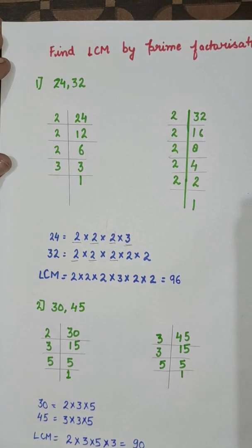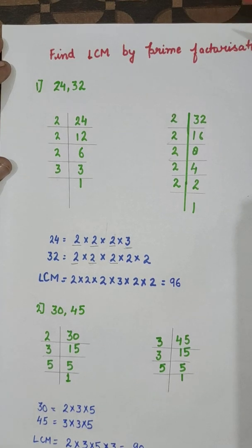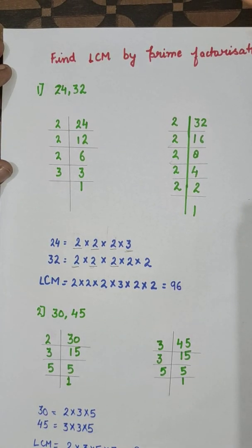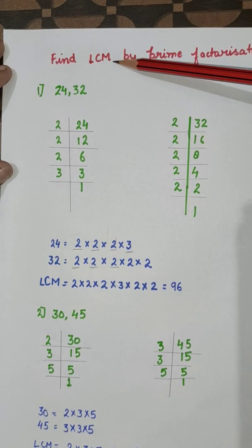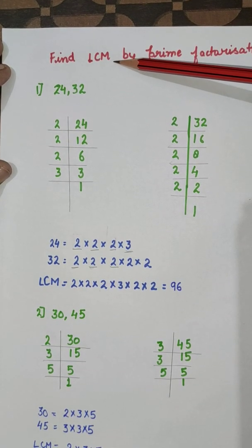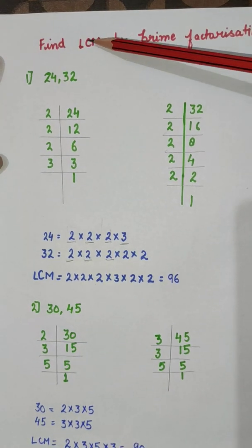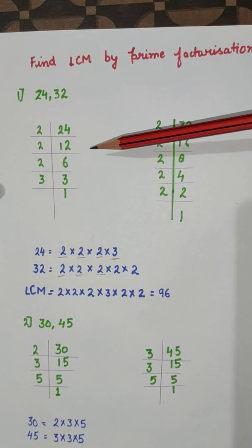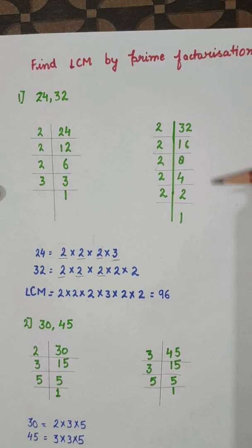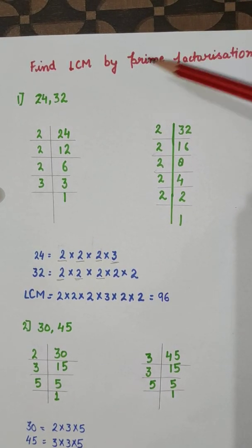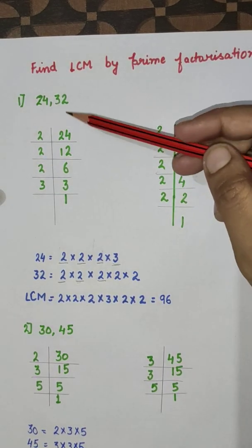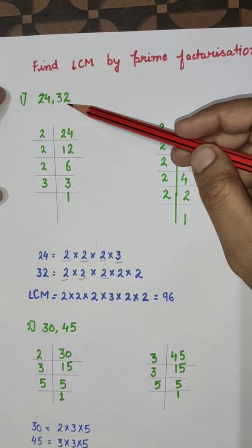Now today we are going to learn a new topic, that is, find LCM by the prime factorization method. As you know, HCF is the highest common factor and LCM is the least common multiple. Now, with the prime factorization method, we are going to learn about the LCM. Here we have 24 and 32.